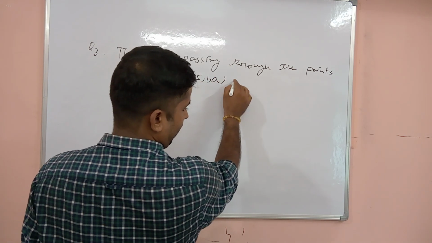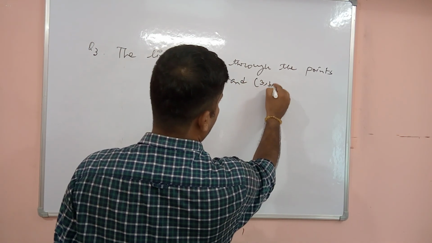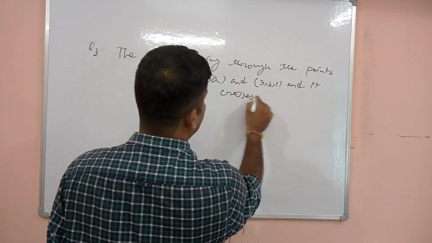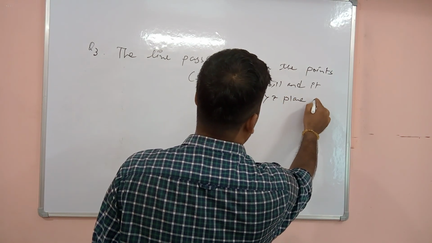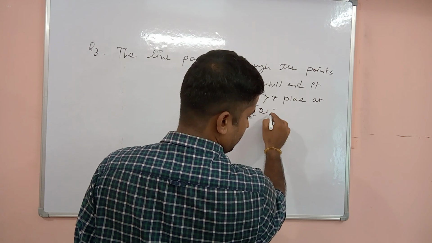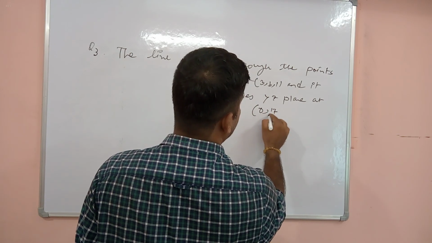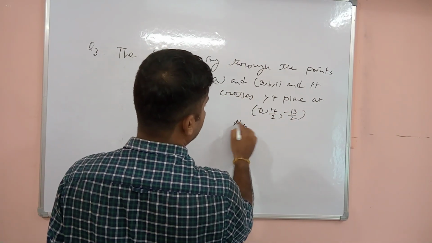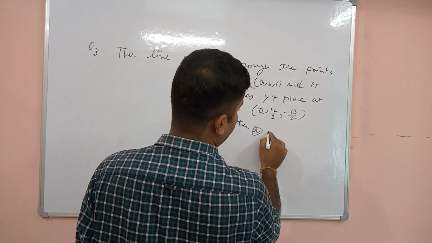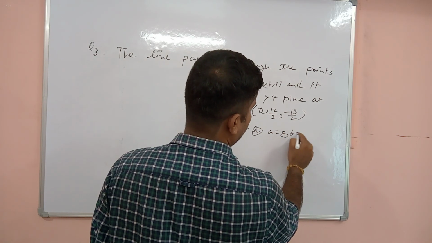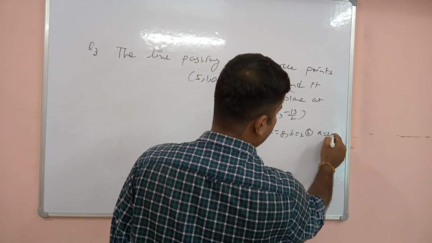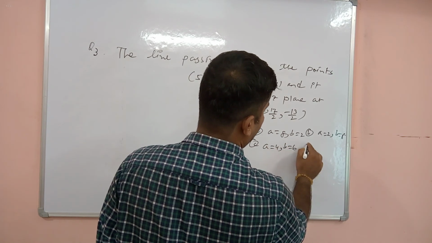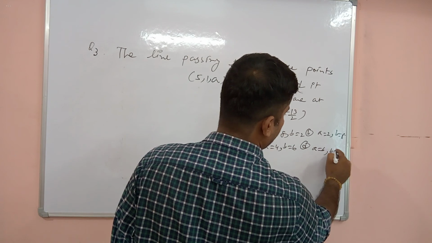5, 1, A and 3, B, 1, and it crosses the YZ plane at 0, 17 by 2, comma minus 13 by 2. Then option A: A equal to 8, B equal to 2; option B: A 2, B 8; option C: A 4, B 6; option D: A 6, B 4.